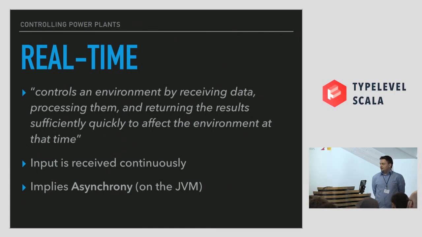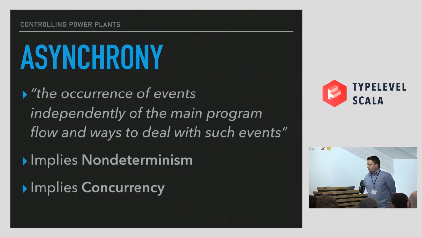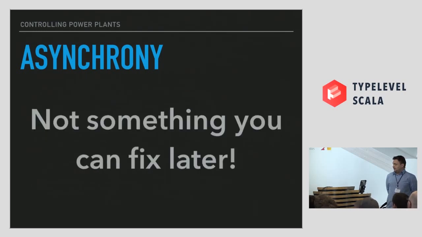And on top of the JVM, this implies asynchrony, my favorite subject, because you often receive input from multiple sources at different times, and you have to merge those input sources, you have to combine them, and this really implies non-determinism and concurrency, the things that keep me awake at night. And when dealing with asynchrony, it's not something that you can fix later. You have to design for it. Of course, that doesn't necessarily mean fancy solutions. I'm not talking about scaling or special solutions, but you really need to plan for asynchrony. This has to be baked into your design from the beginning.